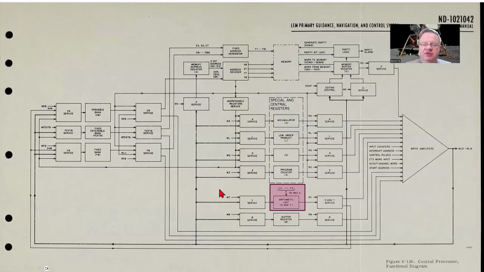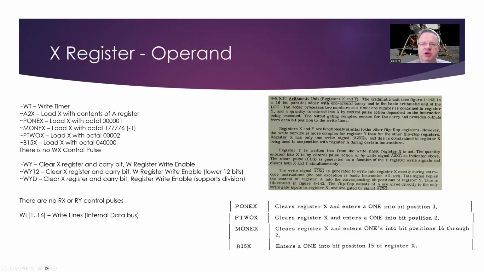But you can see here that we have the WY, which is our write in. So we can write data into the Y register from our write lines. But there's no WX control pulse along here. In fact, on this little diagram, we have this little +1, -1, +2 to register X, which goes into the logic unit. This is because the X register doesn't really have the same input capabilities that the Y register has.